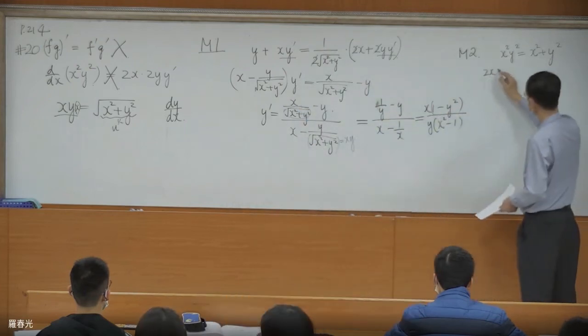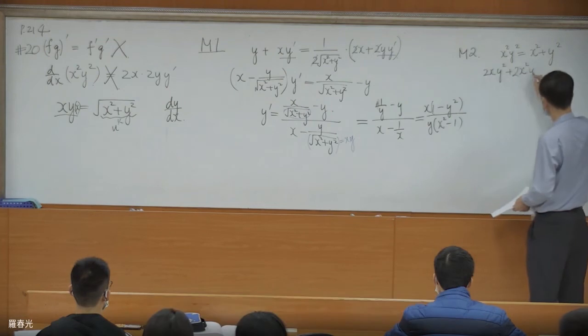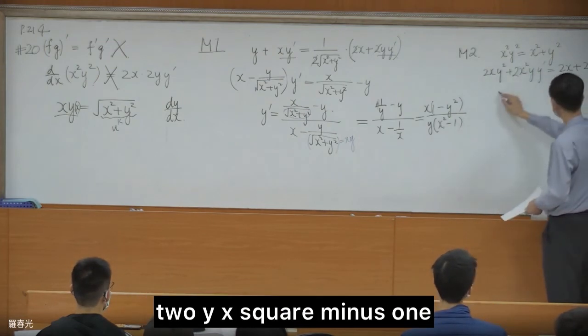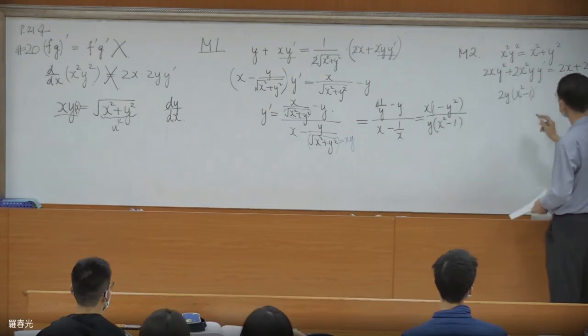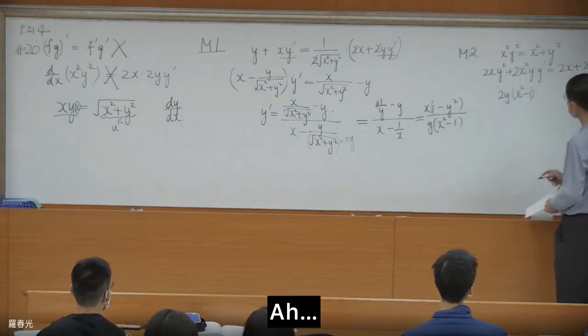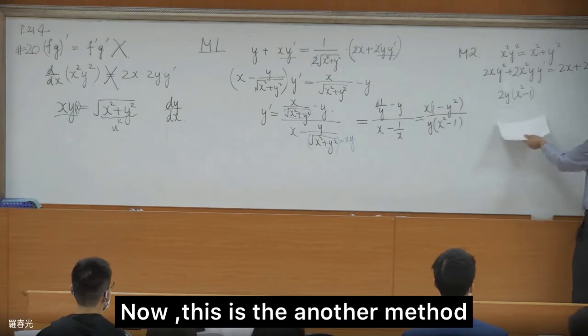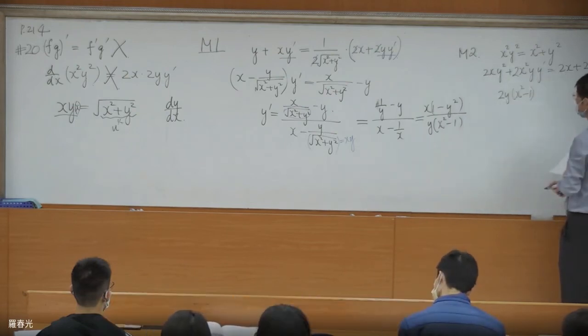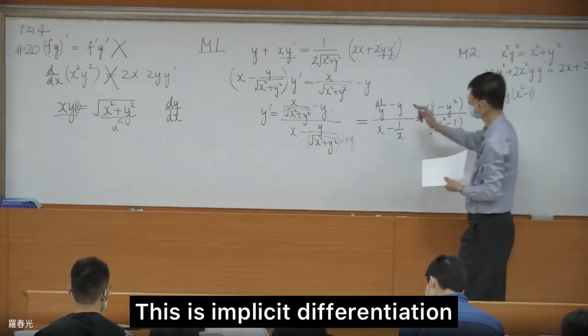So it's 2x y squared plus x squared 2y y prime is equal to 2x plus 2y y prime. And then collect the y prime term, which is 2y times x squared minus 1. Is it like this? No, sorry. I don't want to do this. Now this is another method, but it's in fact similar, doing the implicit differentiation. Okay, this is implicit differentiation.